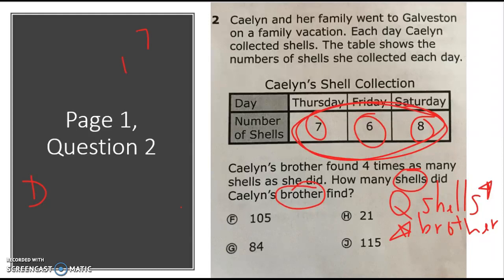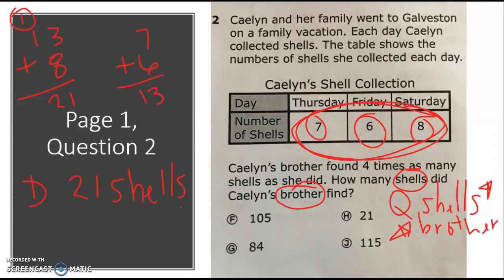I know that 7 plus 6 is 13, because 6 plus 6 is 12, and I give it one more. 13 plus 8, 8, 9, 10, 11, and I regroup. So I know that total there are 21 shells.